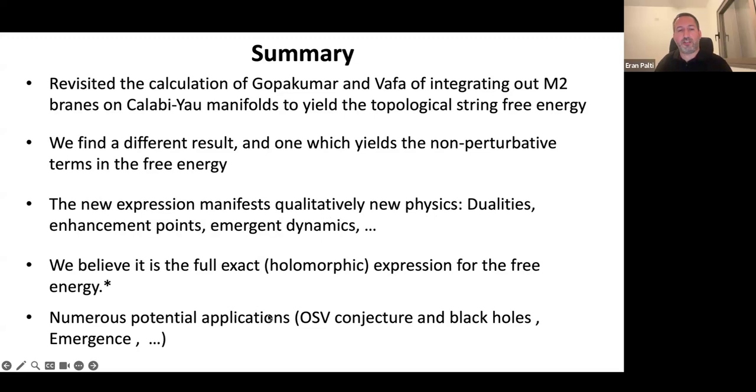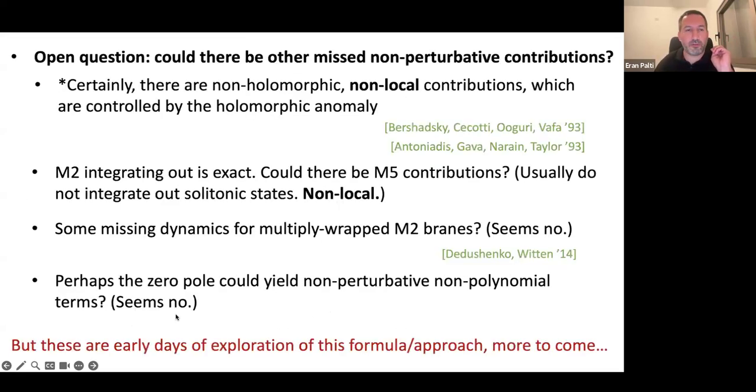And of course, there are numerous potential applications. We've only just begun to explore this formula. For example, you can use it to calculate exact black hole entropy according to the OSV conjecture. You can study this emergent dynamics story more.